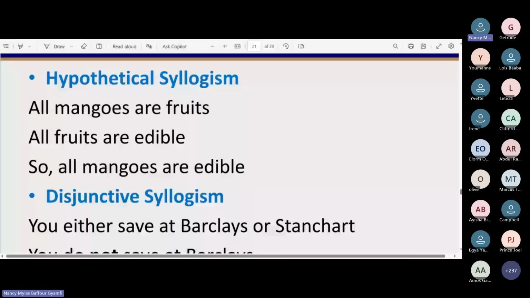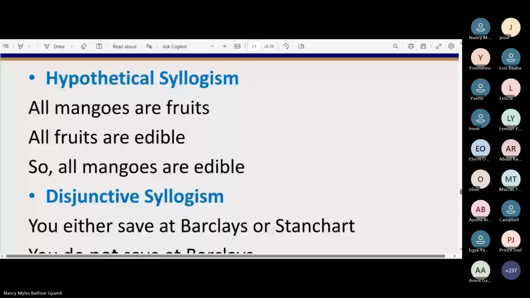Whenever it rains, the ground gets wet. When the ground gets wet, there is bountiful harvest. What's the conclusion, therefore? Whenever it rains, there is bountiful harvest. Excellent. That's hypothetical syllogism. It's not any headache.